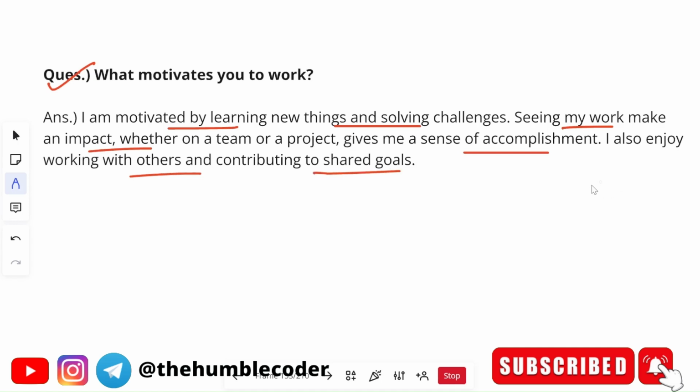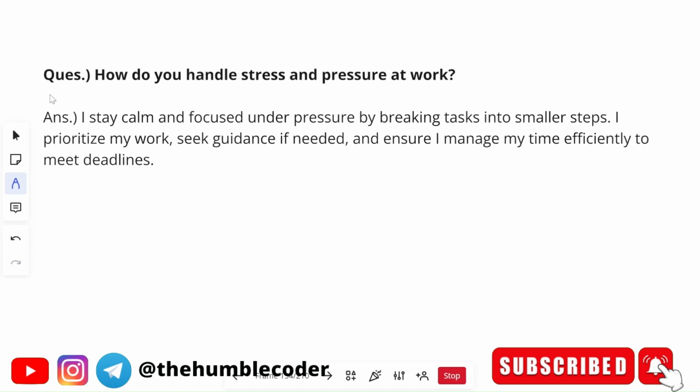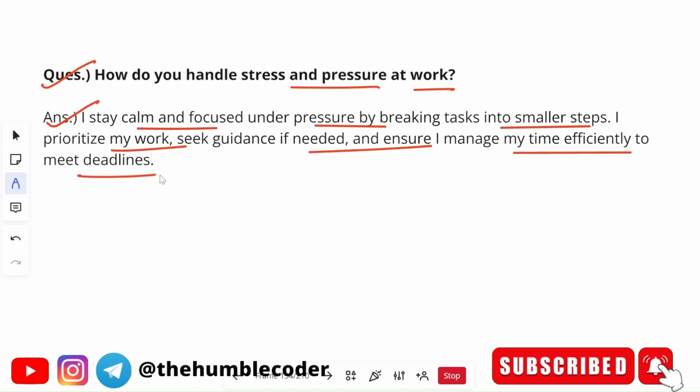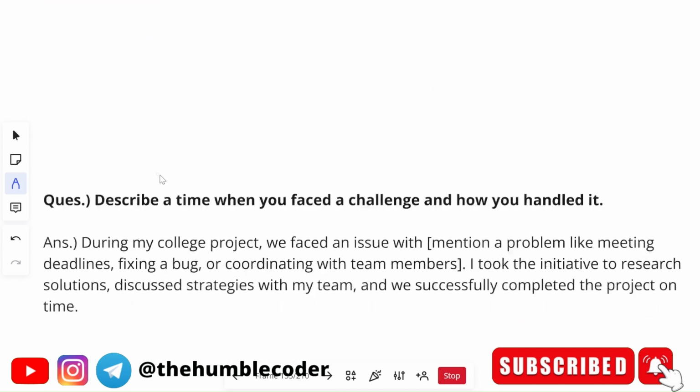Okay. Let's now move on to the next one. How do you handle stress and pressure at work? So the answer for this can be: I stay calm and focus under pressure by breaking tasks into smaller steps. I prioritize my work, seek guidance if needed, and ensure I manage my time efficiently to meet the deadlines.